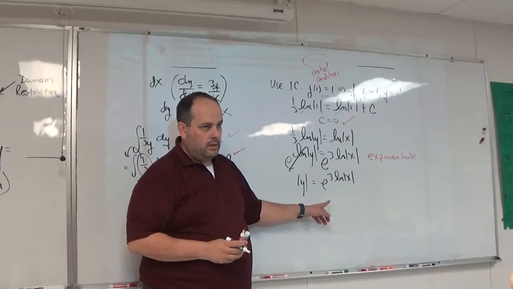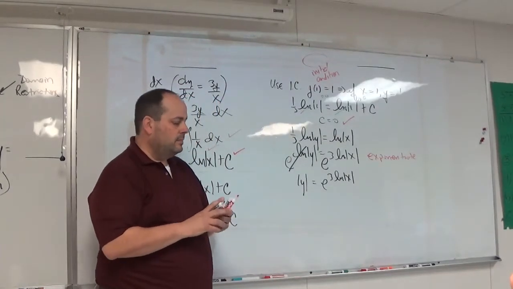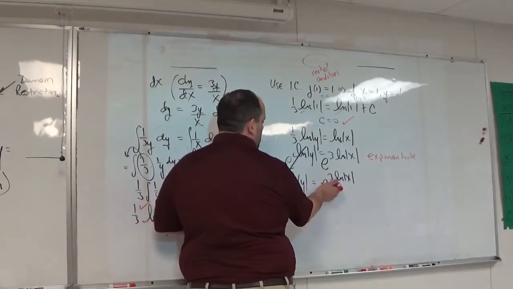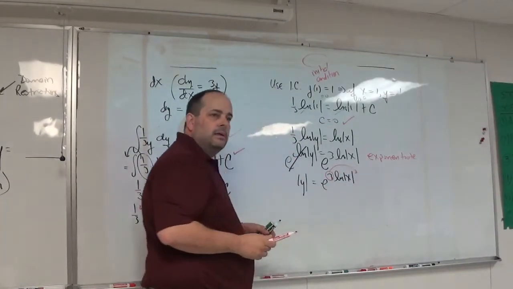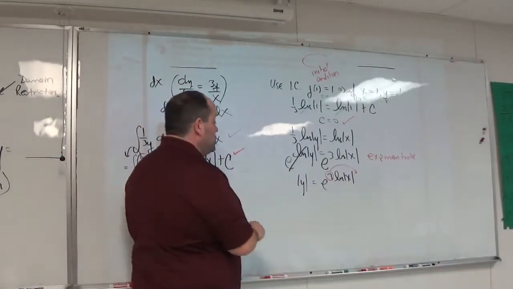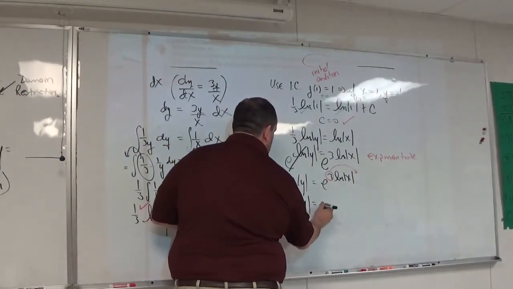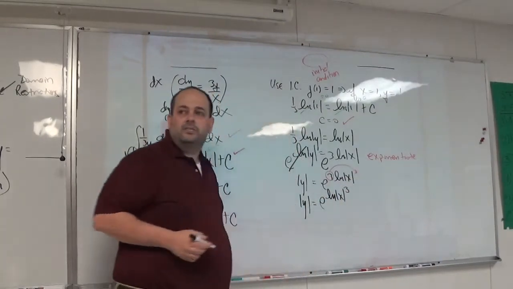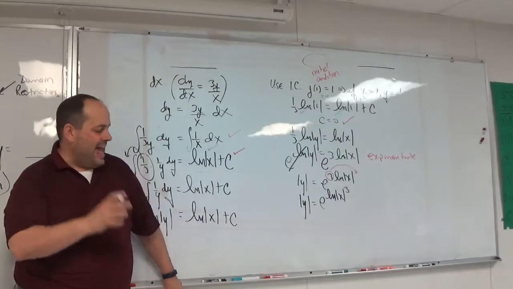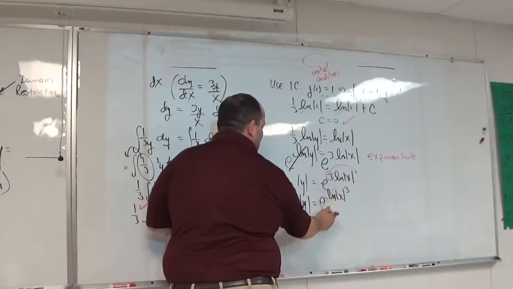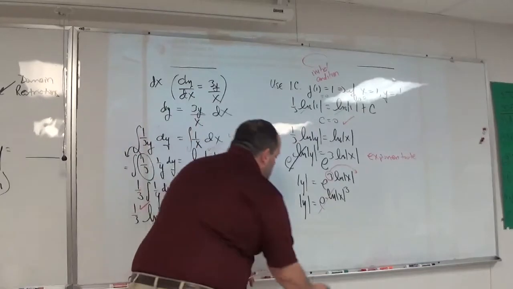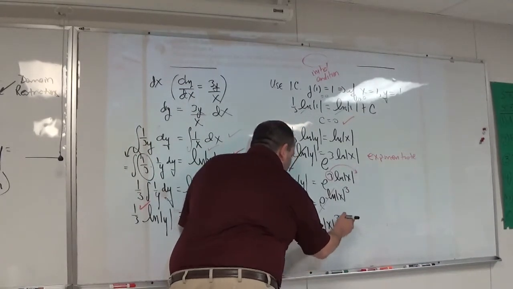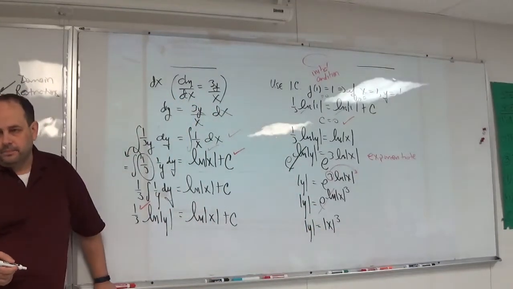What do you want to do with the 3? Raise the x to the 3? Is that legal? Yes. It is absolutely 100% legal to do that. And so now you get absolute value of y equals e to the natural log of the absolute value of x, the whole thing cubed. Now you've got the e and the ln exactly where you want them. So you can say that the absolute value of y equals the absolute value of x, the whole thing cubed.